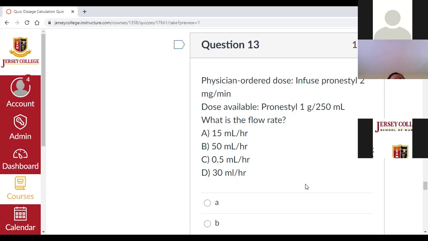Okay, everybody, I understand why we did it that way. Everybody understand why I did it that way? Okay, it's asking for mL per hour, so you've got to convert the minute.